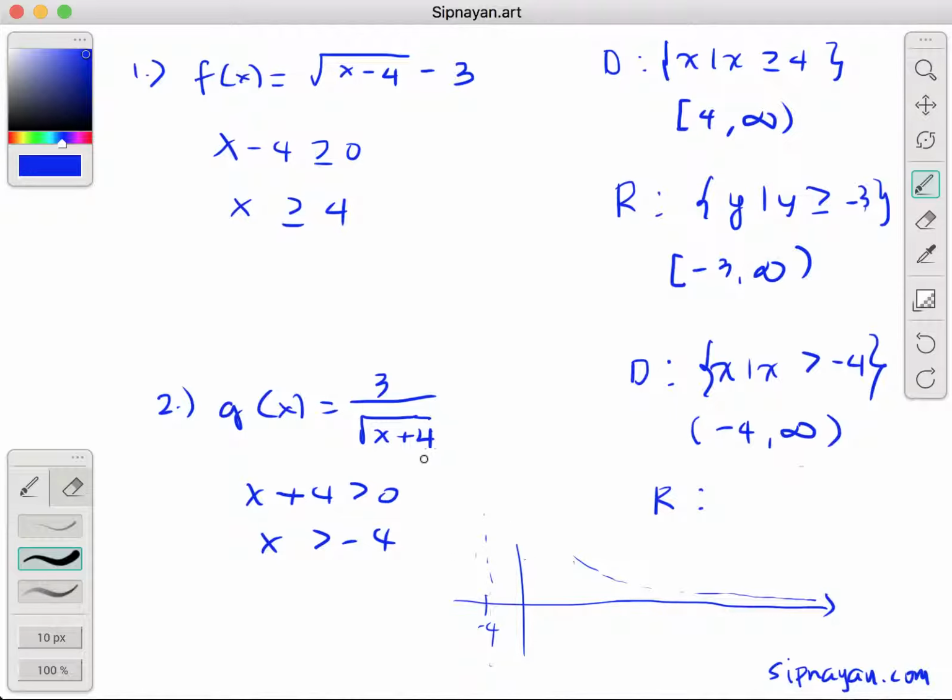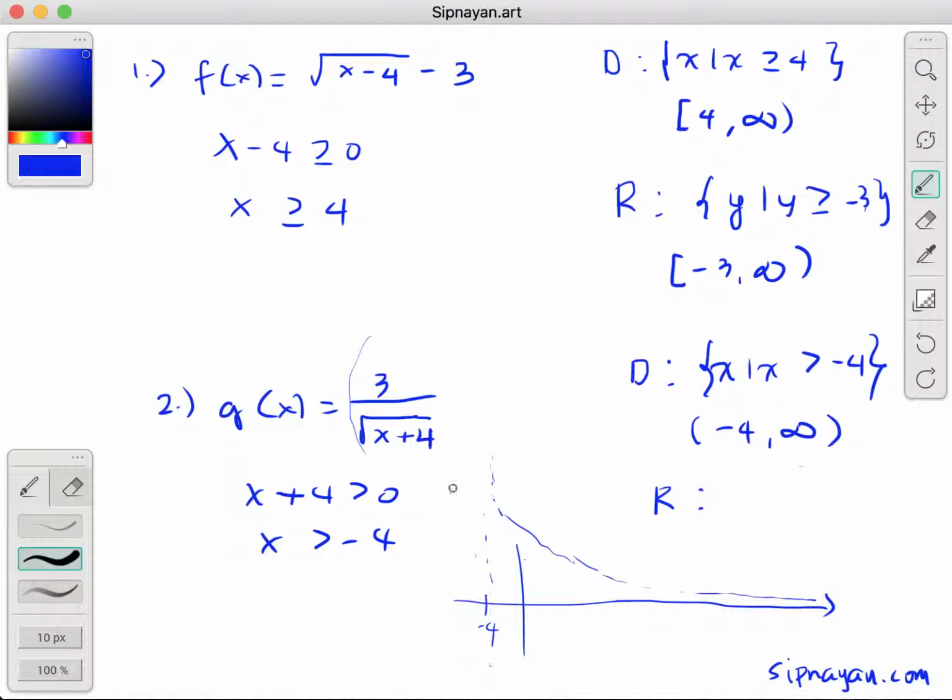So, now what happens near negative 4, no? Pag lumiit naman yung denominator, paano yung liliit? Kunwari 0.1 yan, di ba? Ang square root ng 0.1 is mas maliit pa sa 0.1, syempre. So, habang lumiliit ito, lumalaki naman yung buong number. So, near negative 4, lumalaki yung y mo. Kasi kapag nilapit mo siya sa negative 4, lumalaki yung buong number na to.